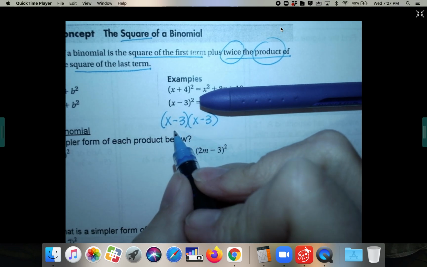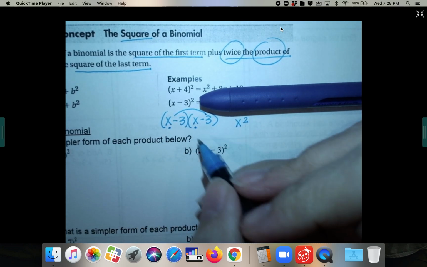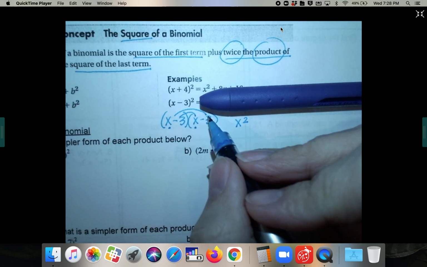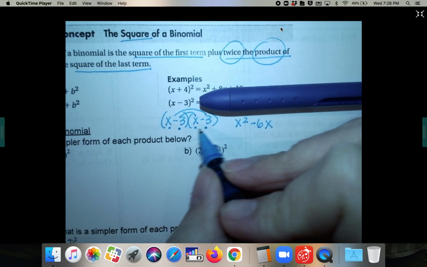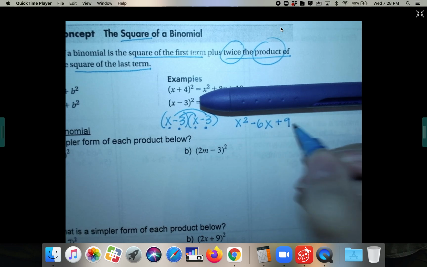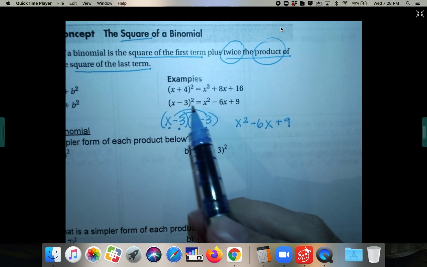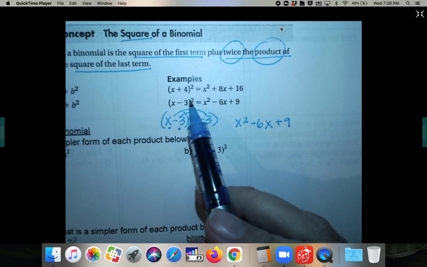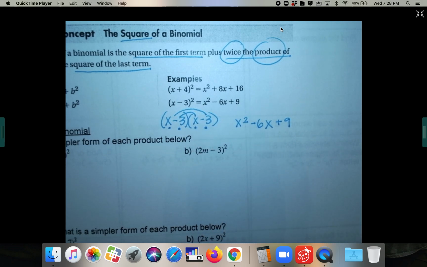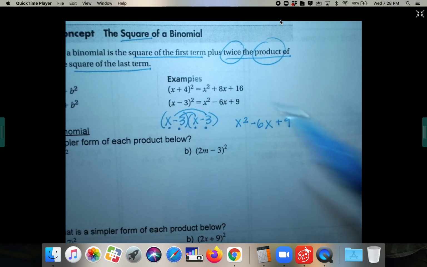And you could FOIL it or box it if you want. So x times x is x squared. Outsides would be negative 3x, insides would be negative 3x, and negative 3x and negative 3x is negative 6x. Those are like terms. And then last times last, negative 3 times negative 3 is positive 9. So we could have just FOILed this or boxed it and gotten the same thing that you got. But if you know that the trick is to square the first term, multiply the terms and then double it, and then square the last term, it's a lot less work. It's just a cool little thing that happens when you're squaring a whole binomial set.